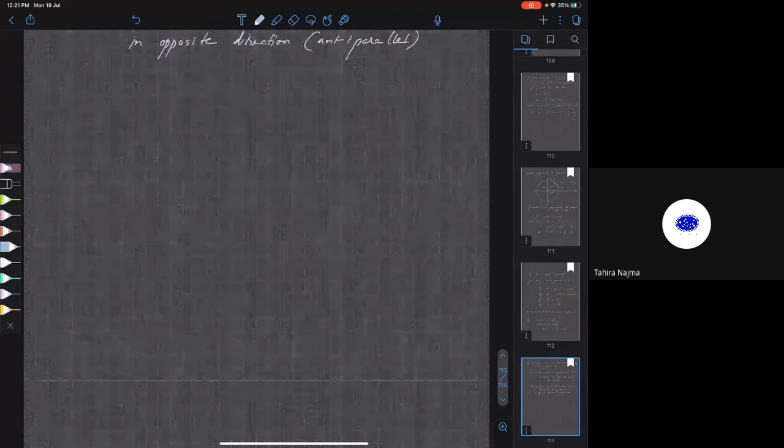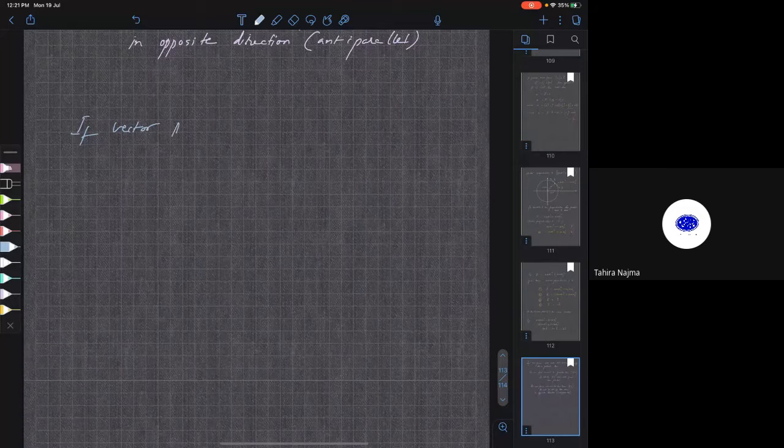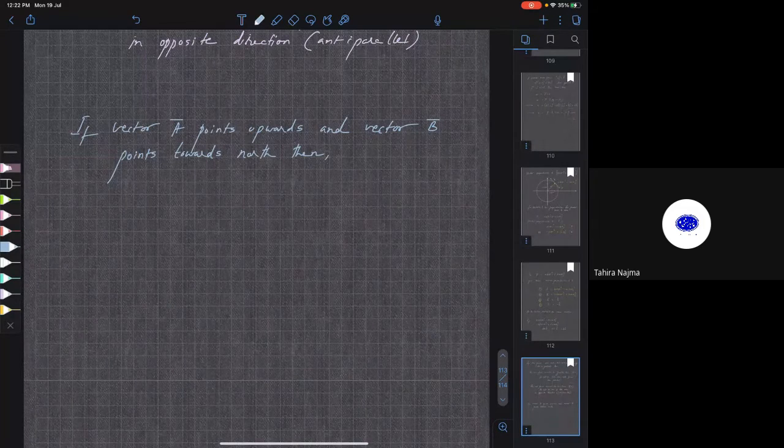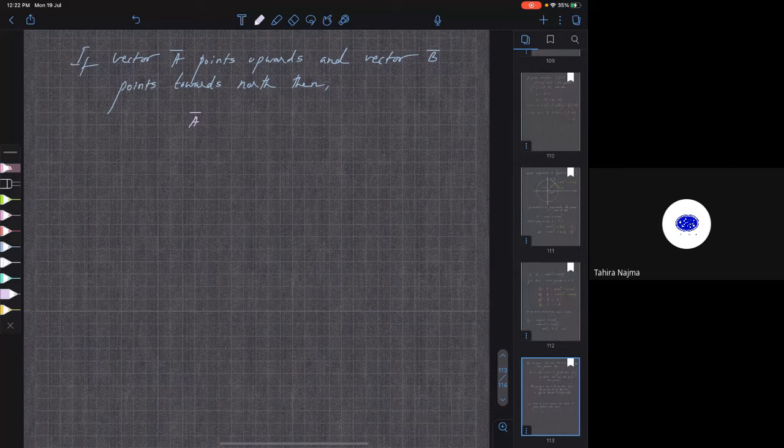Now tell me, if vector A bar points upwards and vector B bar points towards north, then A bar cross B bar points towards, tell me. What will you do? Use your right hand thumb rule.